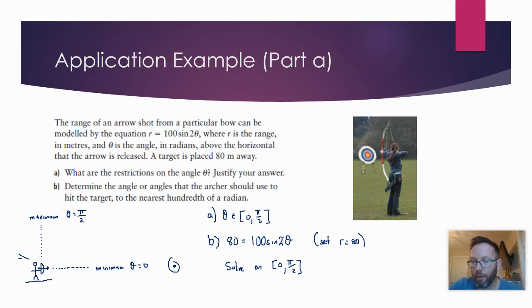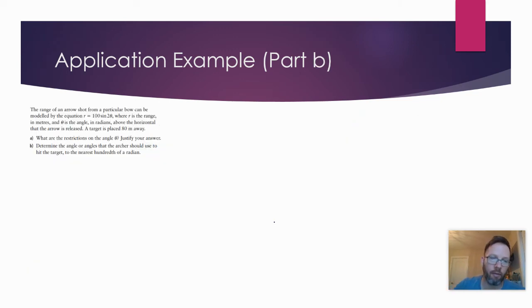Setting R to 80. And we're going to solve this equation on the interval 0 to pi over 2. We're going to see if we can get any angles. So I'm going to head to my second slide here. And we know this isn't quadratic. In this case, we're just using the unit circle and the CAST rule. Let's keep going and see what this looks like.